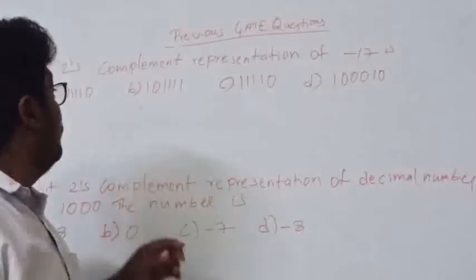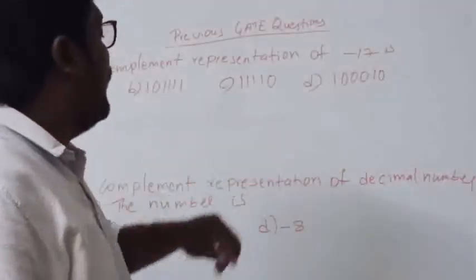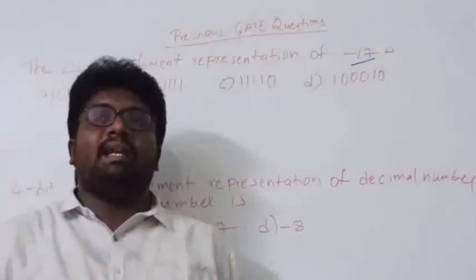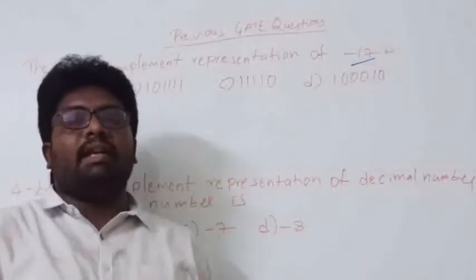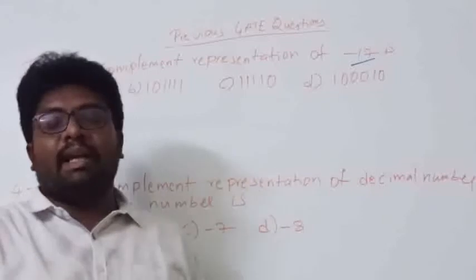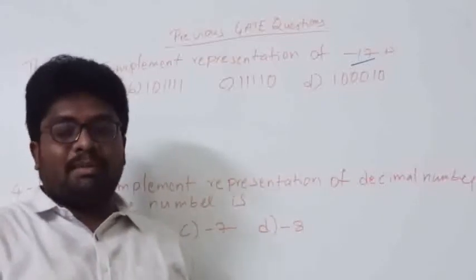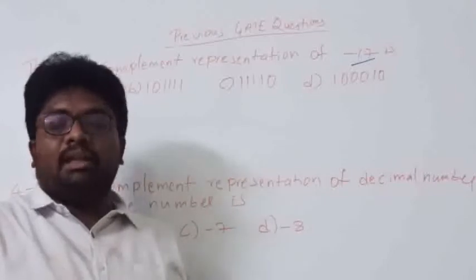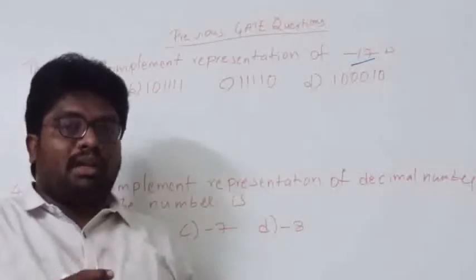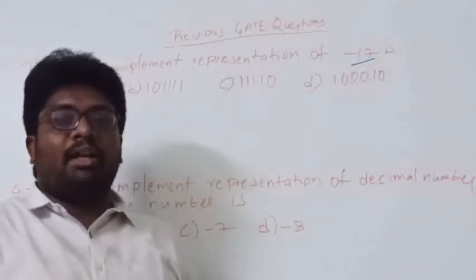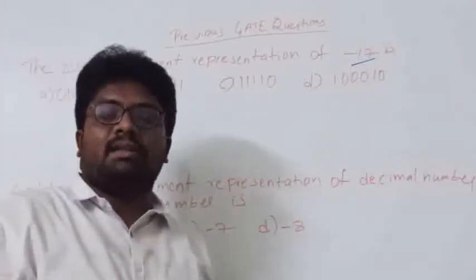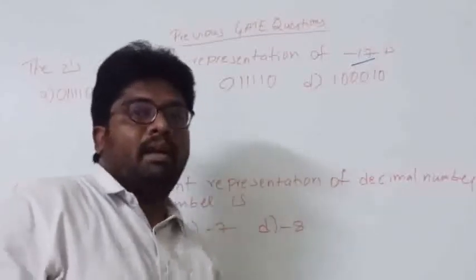Next question: the 2's complement representation of minus 17 is. So now we need to find the 2's complement representation of minus 17. While representing negative numbers, as we have discussed, the first step is to obtain the binary equivalent of its positive number. Here we have minus 17, so first we obtain the binary equivalent of plus 17, then find its complement representation, and then we get the negative number.